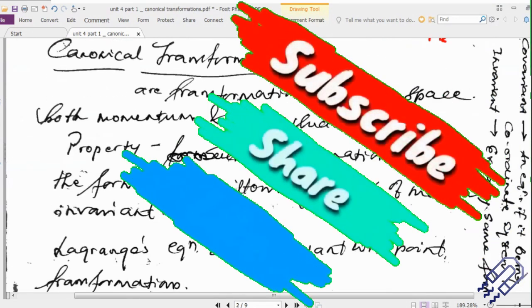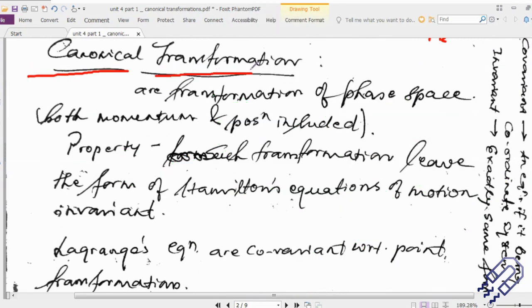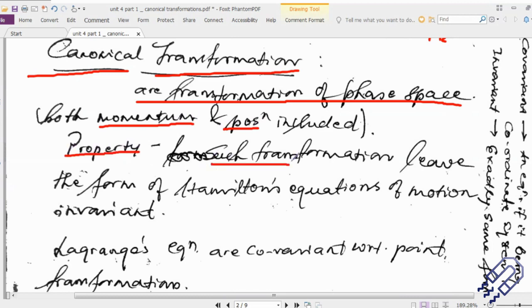So canonical transformation. The idea is simple. What are canonical transformations? They are basically transformations of phase space. That's it. We have information about both momentum and position. And what is the property of such a transformation? Such a transformation leaves the form of Hamilton's equations of motion invariant.